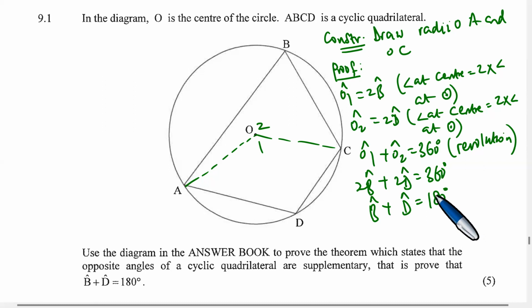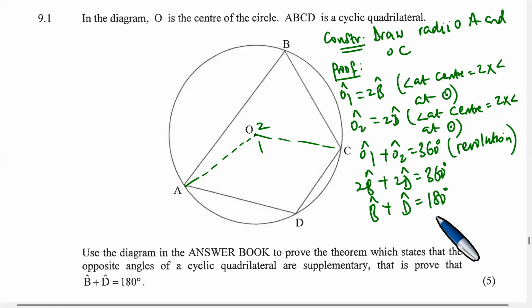So obviously you add these two things now, and you get B plus D equals 180 degrees, which is what we have to prove. So we've proven that using the diagram in the answer book. We just used this one to prove the theorem, which states that the opposite angles of a cyclic quadrilateral are supplementary. That is, angle B plus angle D is 180 degrees, and we're done.